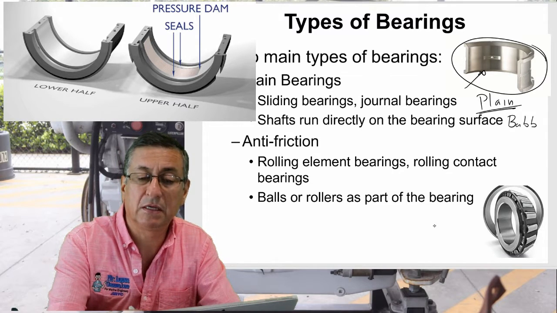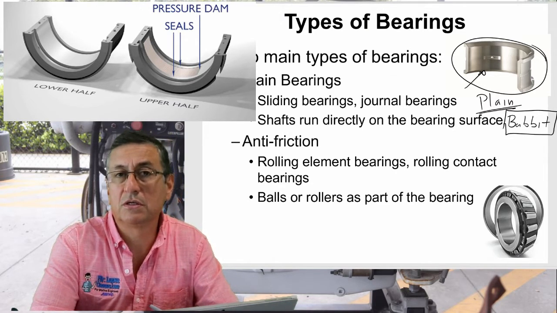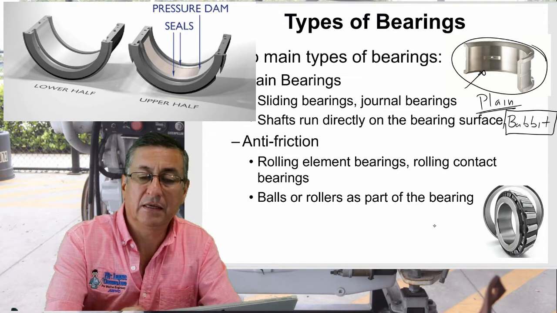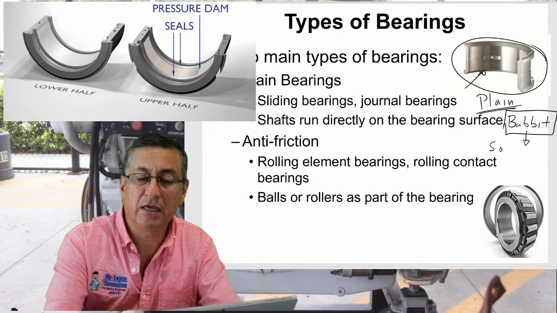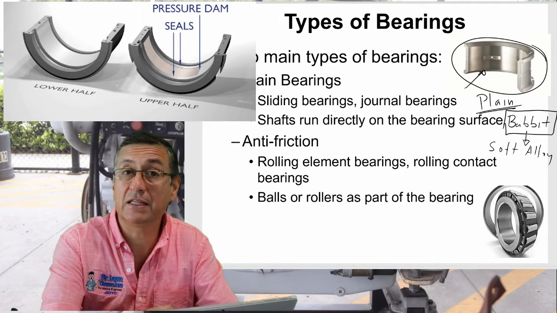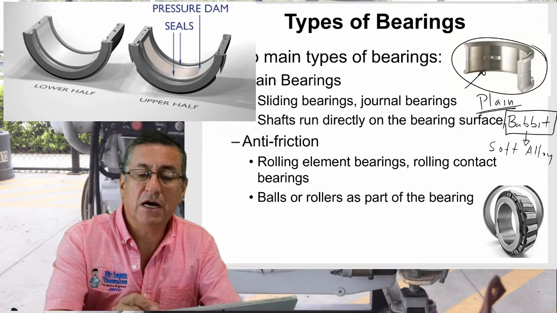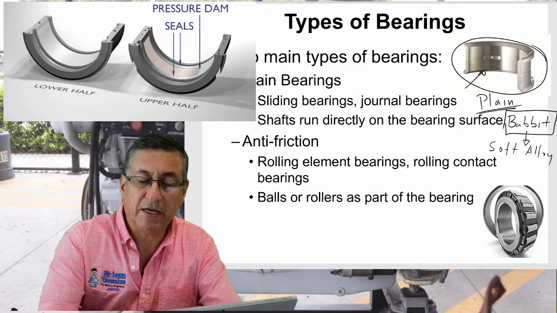It's an alloy of bronze, antimony, aluminum, and zinc. The other name for the babbitt is soft alloy, or soft metal. I'm going to explain what is the meaning of that. Those are plain bearings. Those are roller bearings.